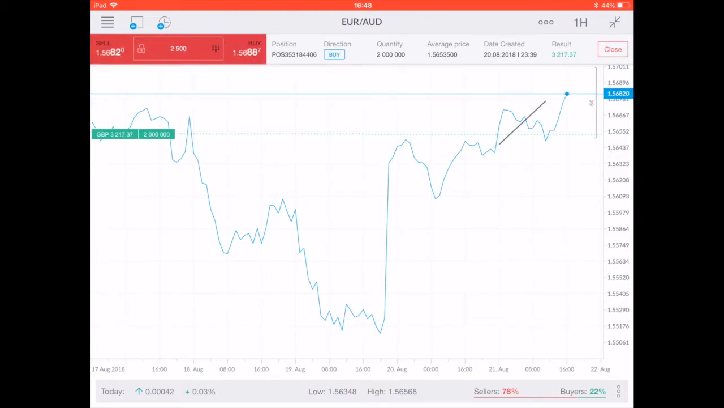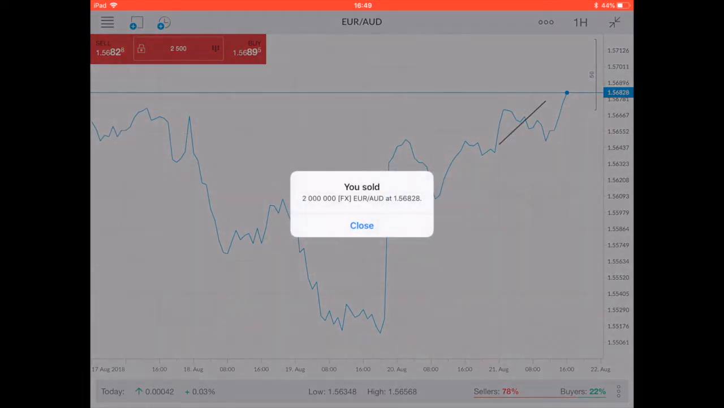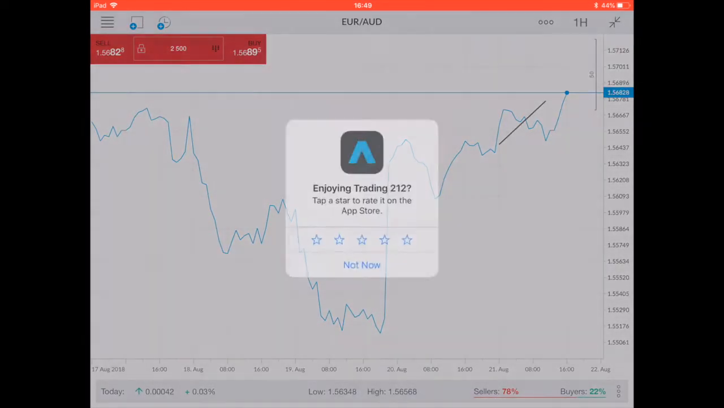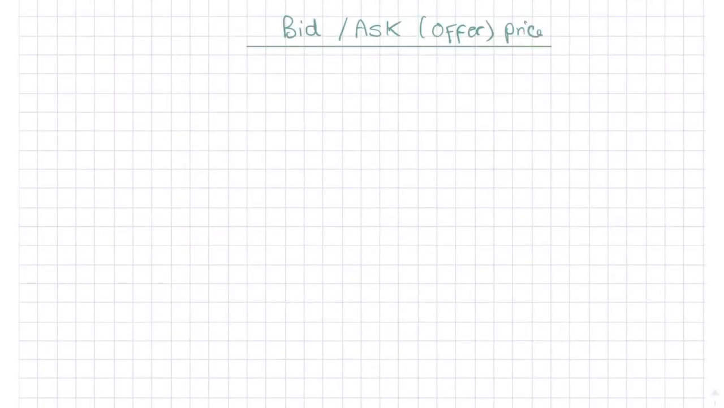So to close this buying position, you click the words on the top right in red, and it says, are you sure you want to close this FX euro against Australian position? You press OK. And now it says you sold. And so that is how you open and close a position. I hope you understand that.